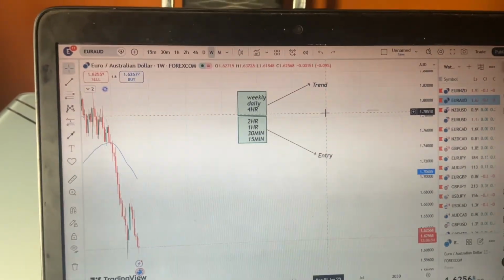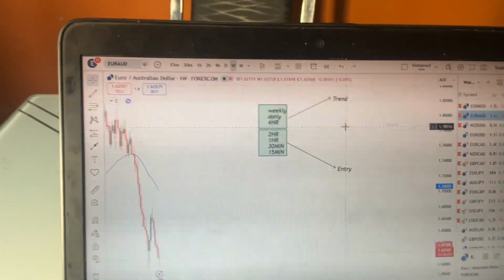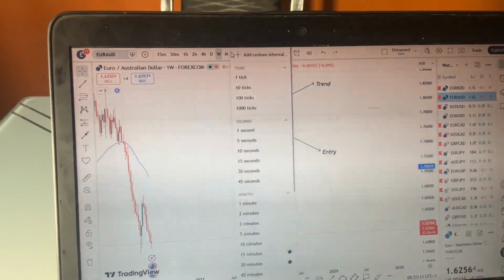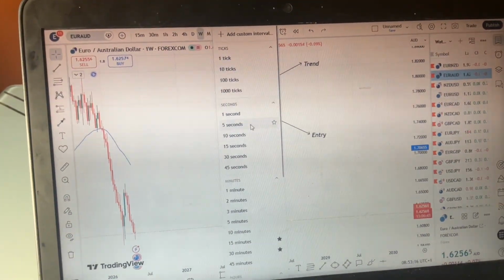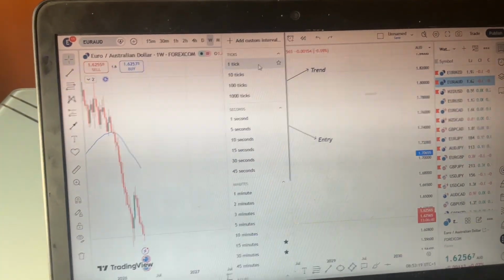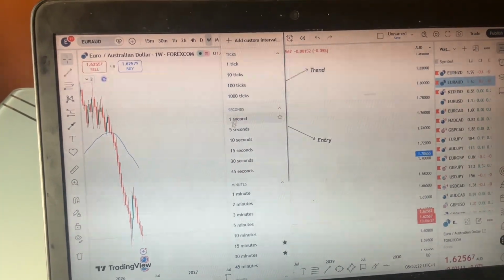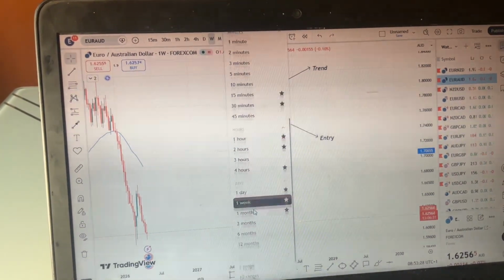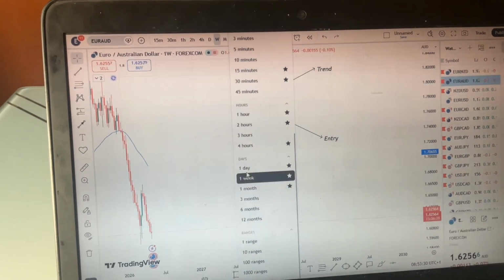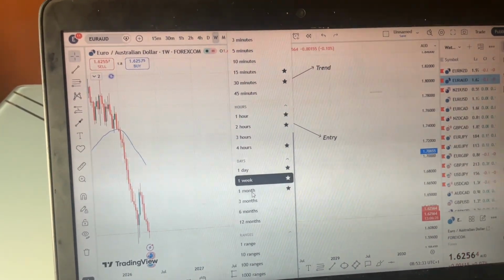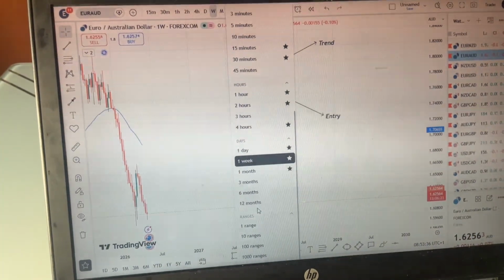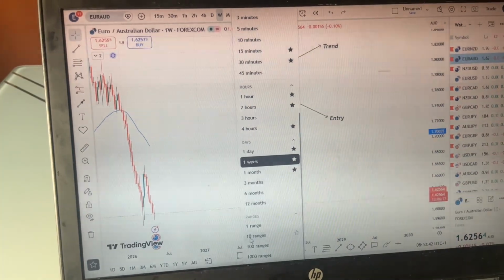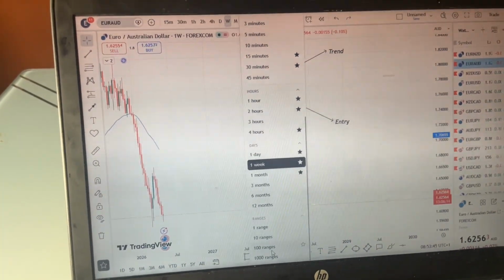Whenever you want to do a top-down analysis, you need to start from the top and go down. These are all the time frames you can use. We have the tick, we have the seconds, from 1 second to 45 seconds. We have 1 minute to 45 minutes, 1 hour to 4 hours, and the daily, weekly, monthly, 3 months, 6 months, 12 months, one range which is a year, 10 range which is 10 years, and other stuff.